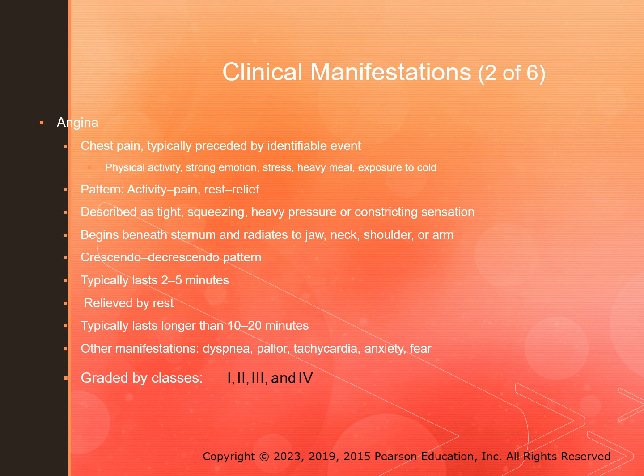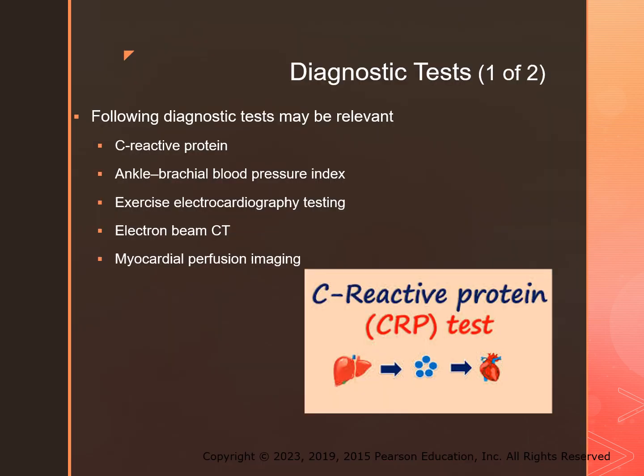So you have class 1, which is your mildest. Class 2 can develop rapidly. Class 3 significantly limits ordinary physical activity. And class 4, most severe, reflects angina with minimal exertion. So with minimal exertion or rest, you can still have angina. Our diagnostic test.